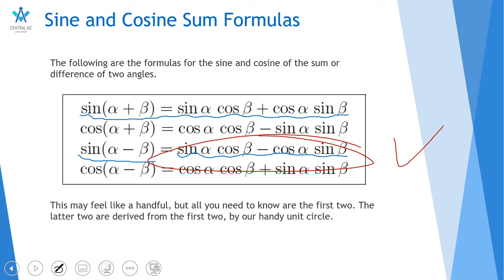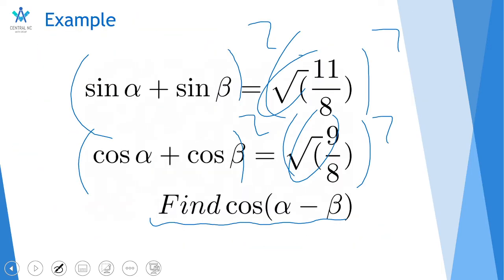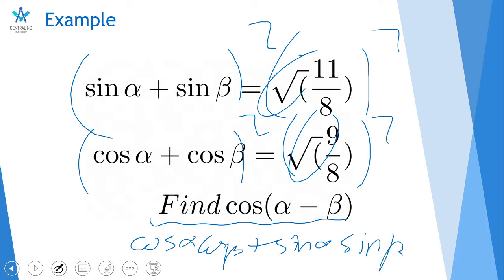Cosine alpha cosine beta plus sine alpha sine beta. So working backwards, we want to find cosine alpha cosine beta plus sine alpha sine beta. This is the quantity that we would like to find.